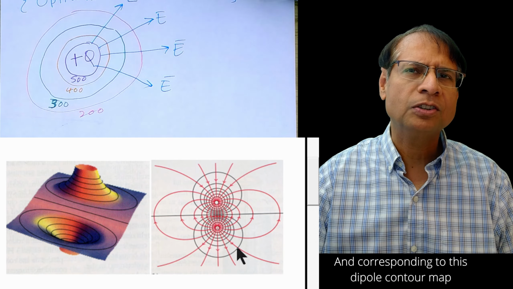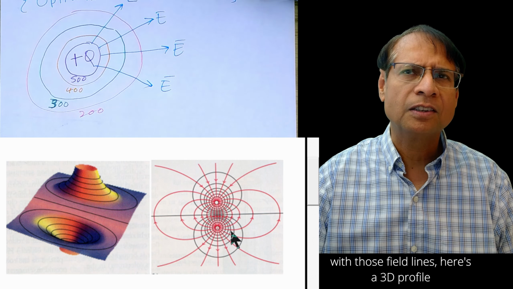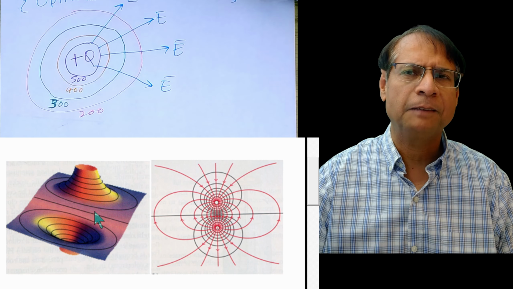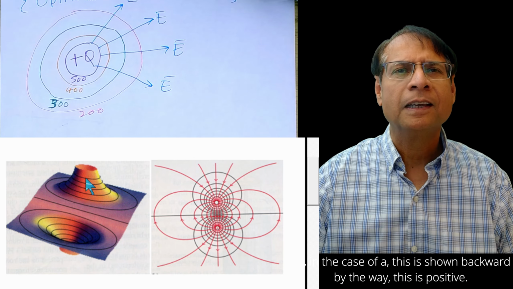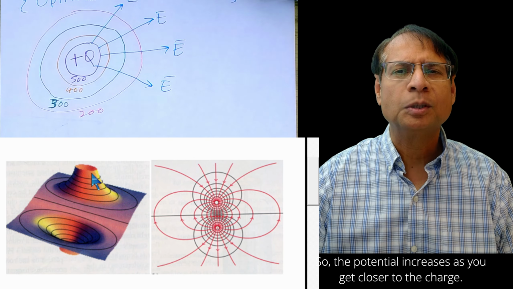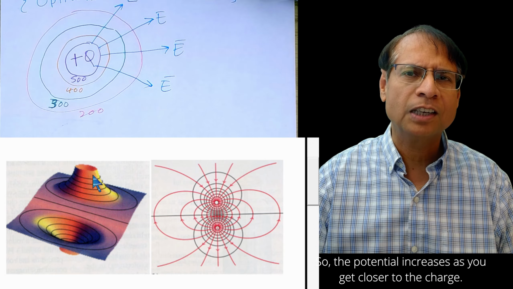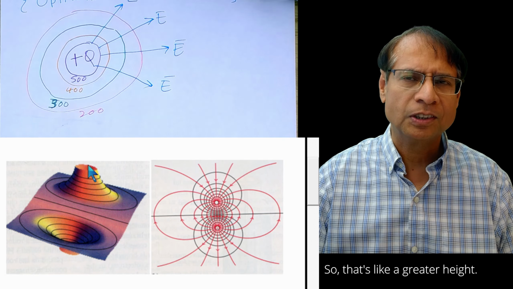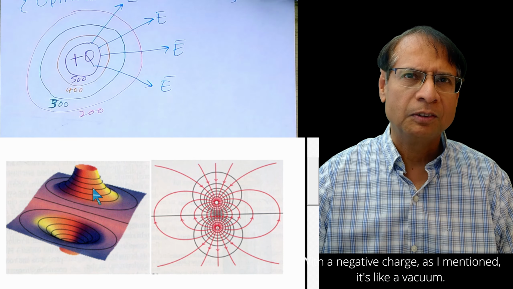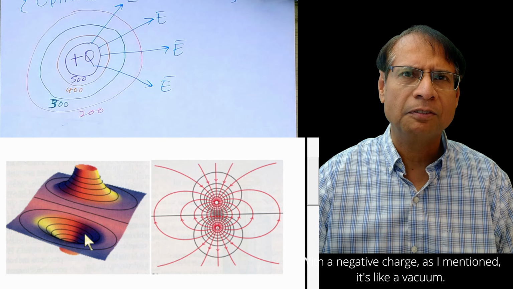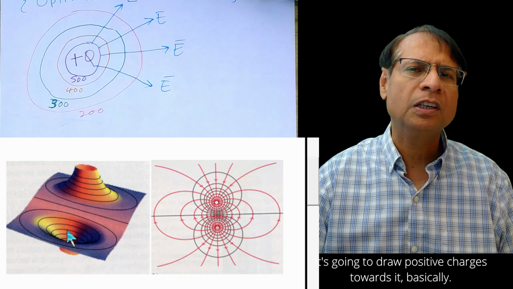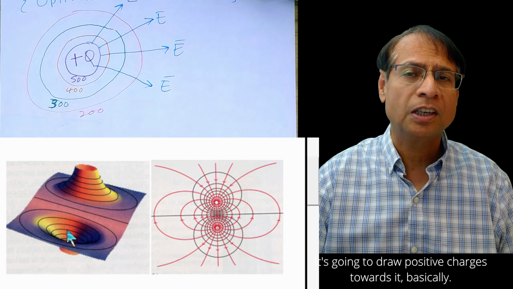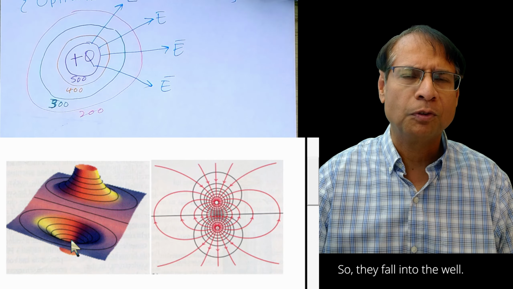And corresponding to this dipole contour map with those field lines, here's the 3D profile of the same thing. This is shown backward, by the way. This is positive. So the potential increases as you get closer to the charge. So that's like a greater height. With a negative charge, as I mentioned, it's like a vacuum. So as you get close to that, the electric field is inward. It's going to draw positive charges towards it, basically. So they fall into the well.